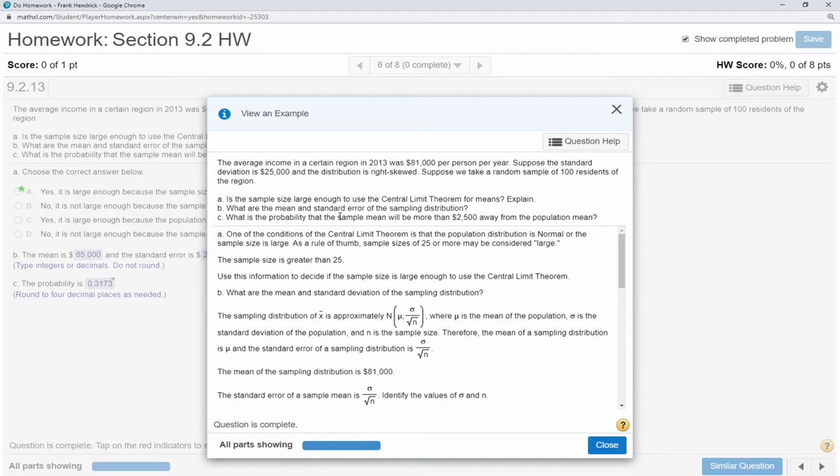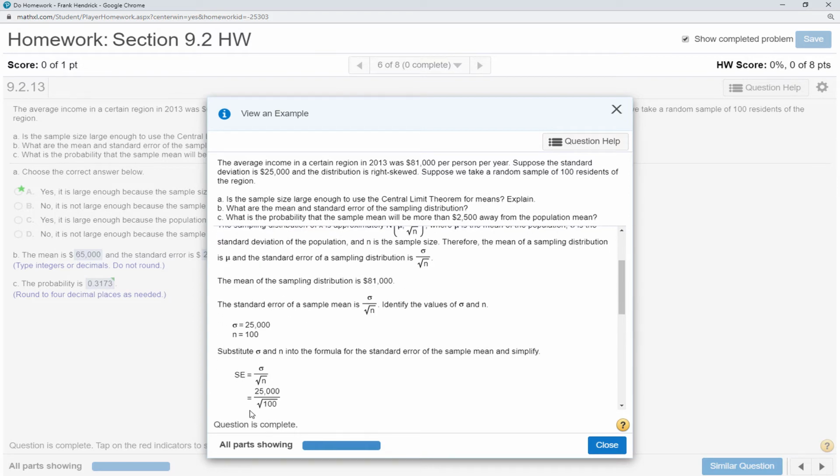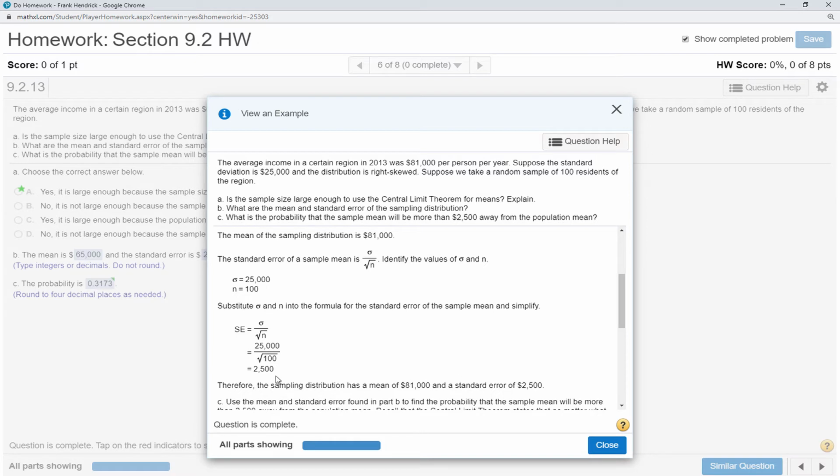B, what are the mean and standard error? The standard error is going to be found by the standard deviation divided by the square root of n. So we have the standard deviation of 25,000, and n is going to be 100. And there's our standard error, 2,500.